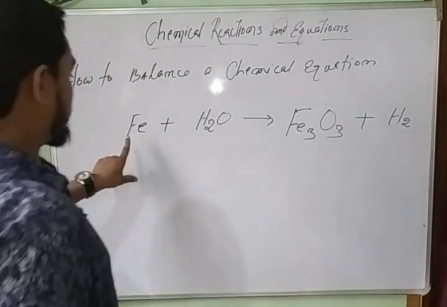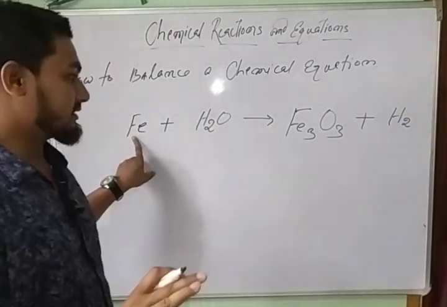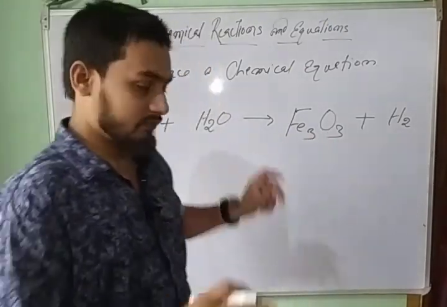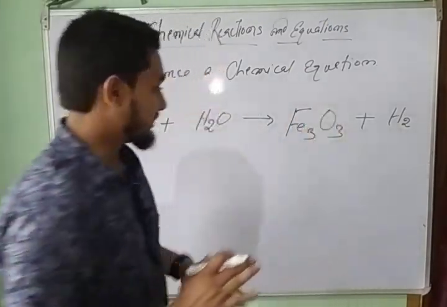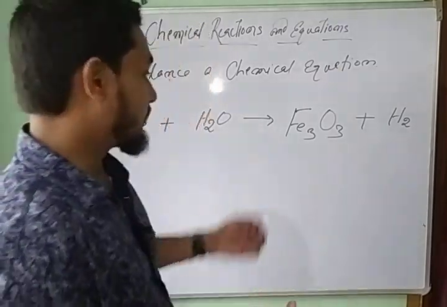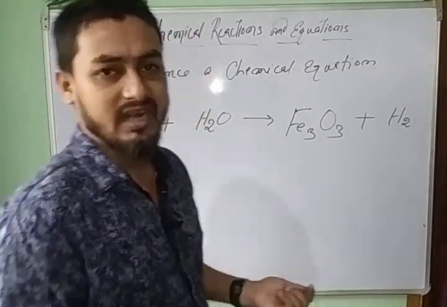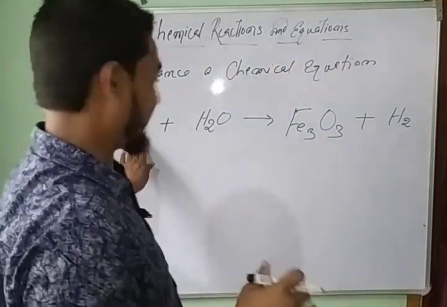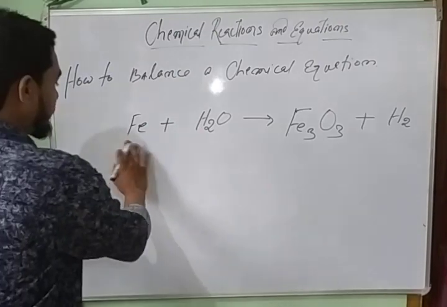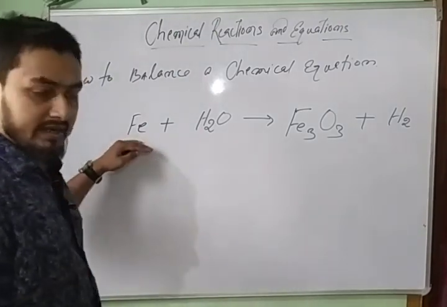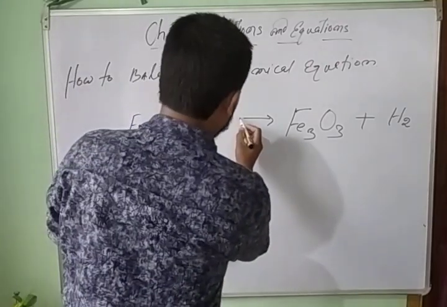So start from the first one. Sometimes you will find that some teachers start from the highest number of atoms, the number which has the highest value. But you can start to balance anywhere. I usually start from the first one. Here the first one is Fe. So first start to balance the number of Fe on both sides of the equation.